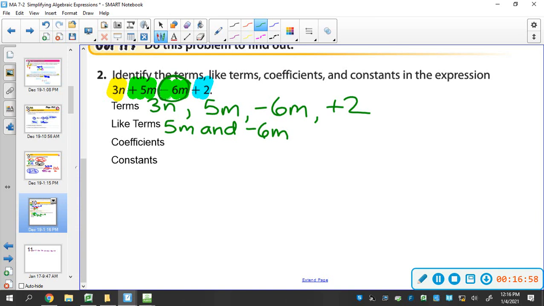Okay? Our coefficients are our numbers in front of the variable. This one's a 3. This one has a 5. This one's a -6.